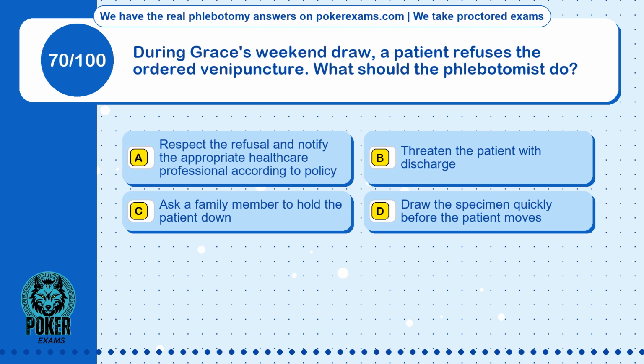Question 70. During Grace's weekend draw, a patient refuses the ordered venipuncture. What should the phlebotomist do? Option A. Respect the refusal and notify the appropriate healthcare professional according to policy. Option B. Threaten the patient with discharge. Option C. Ask a family member to hold the patient down. Option D. Draw the specimen quickly before the patient moves.